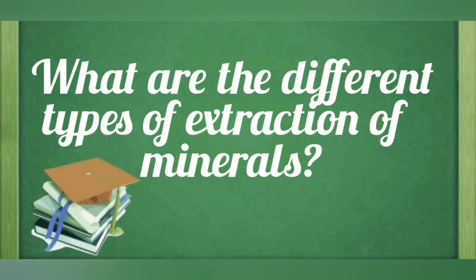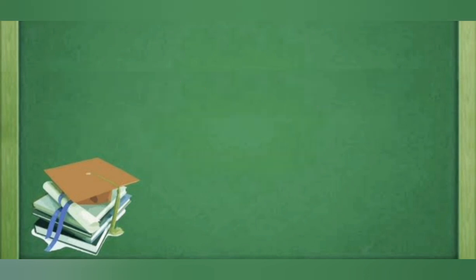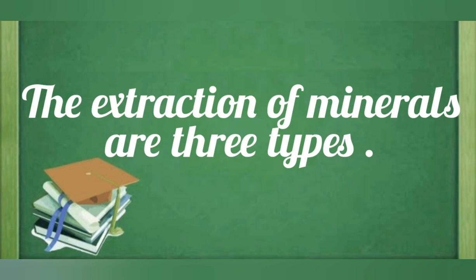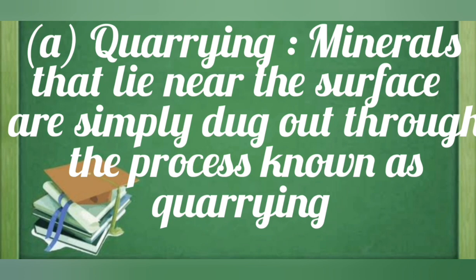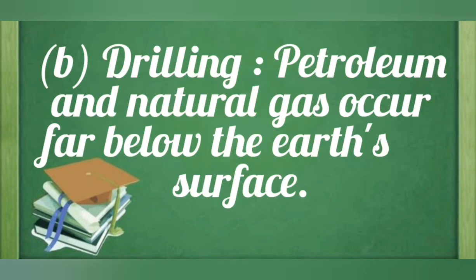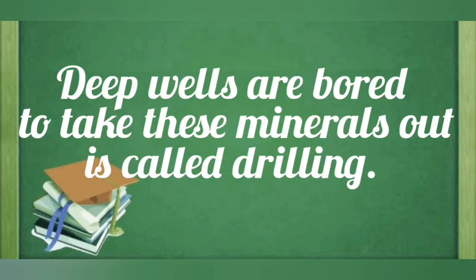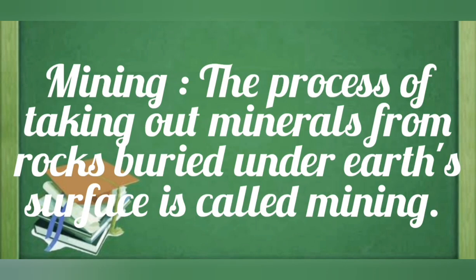What are the different types of extraction of minerals? The extraction of minerals is of three types. First, quarrying. Minerals that lie near the surface are simply dug out through the process known as quarrying. Second, drilling. Petroleum and natural gas occur far below the earth's surface. Deep wells are bored to take these minerals out. This process is called drilling. Third, mining. The process of taking out minerals from rocks buried under the earth's surface is called mining.